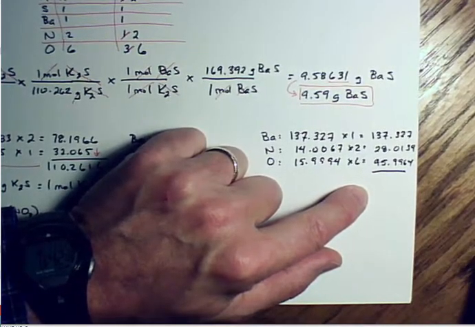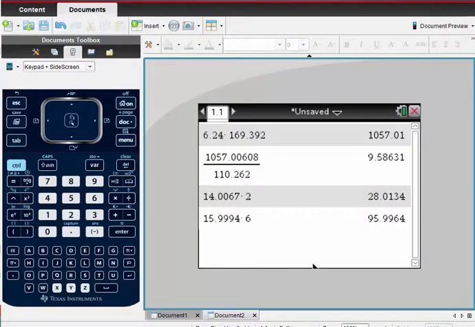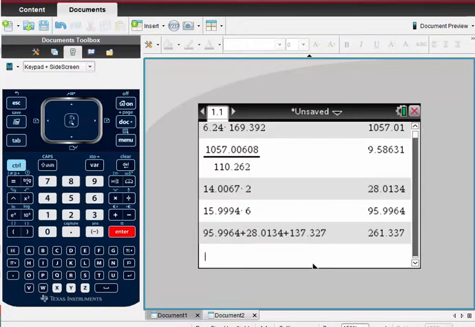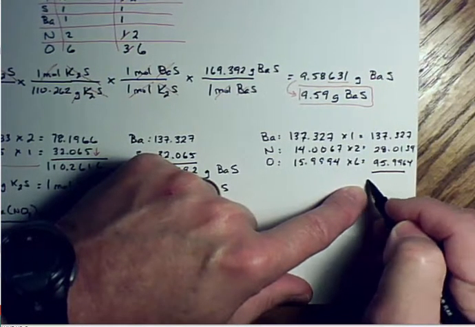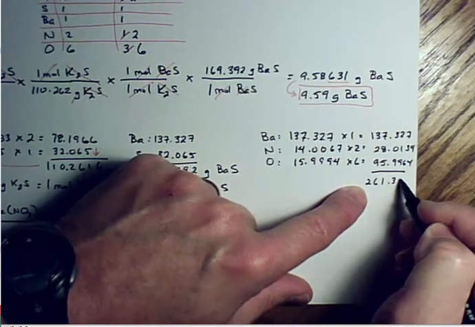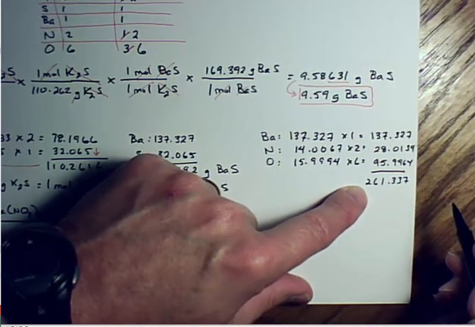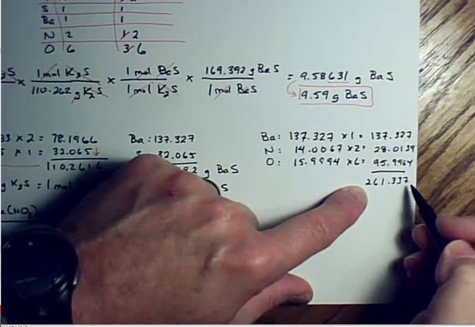Okay, and now we're going to add all these together. And we get 261.337. $261.337, is that what I said? Okay.